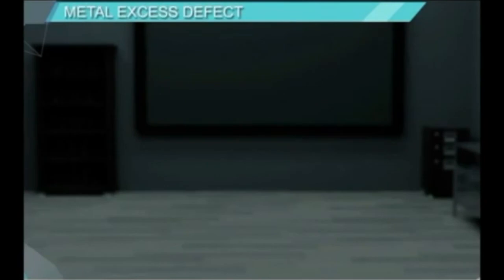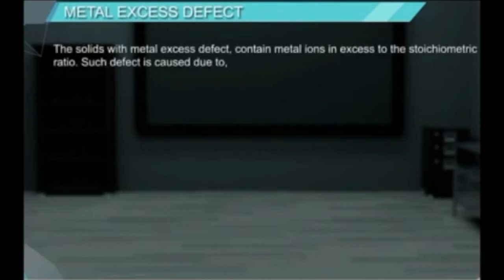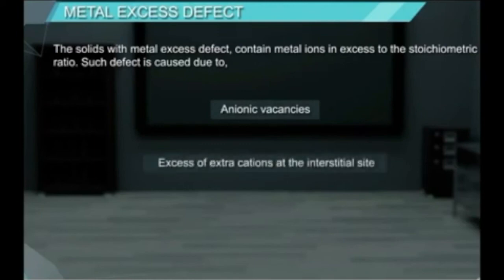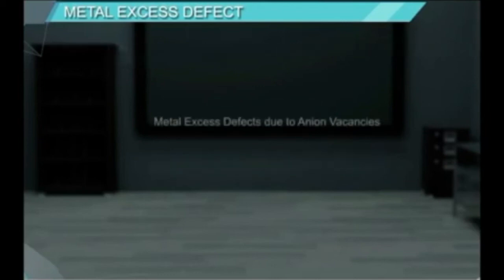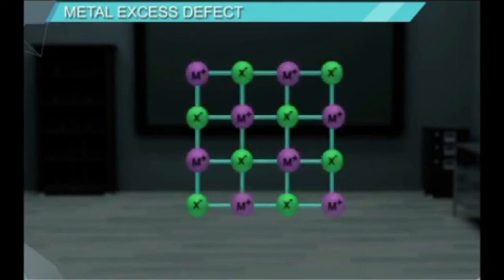Metal excess defect. The solids with metal excess defect contain metal ions in excess of the stoichiometric ratio. Such a defect is caused due to anionic vacancies or extra cations at interstitial sites. Metal excess defects due to anion vacancies: in an ionic solid, an anion may be missing from its lattice site, leaving a hole which is occupied by an electron, to maintain electrical neutrality.